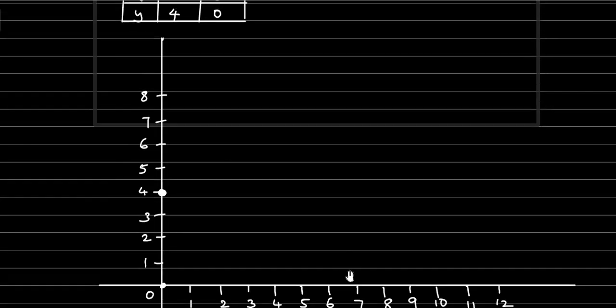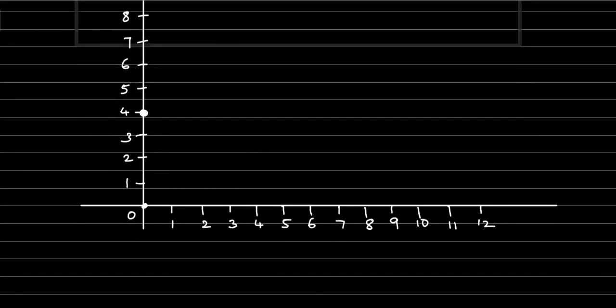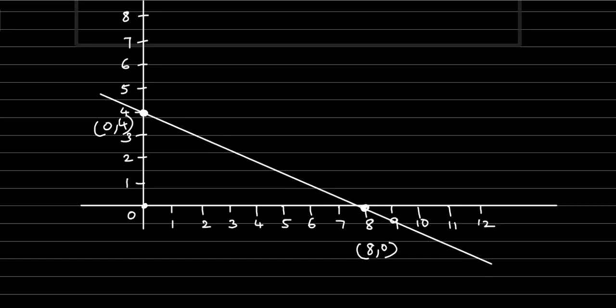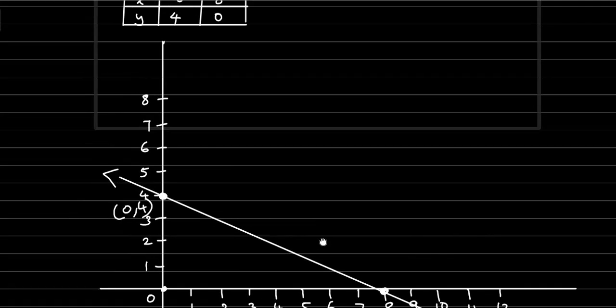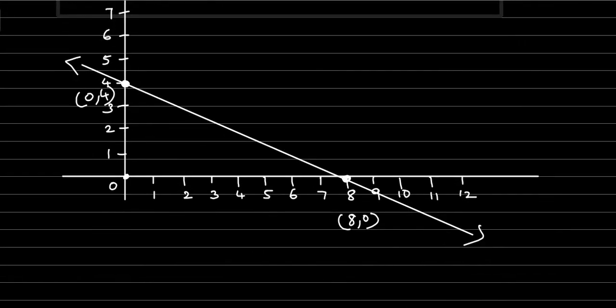And then 8, 0, we have here. The points also I'll write. This point is 8, 0 and this point is 0, 4. Now joining these 2 points, what will we get? We'll get a straight line. So what is the line equation? This is the line of x plus 2y equal to 8.